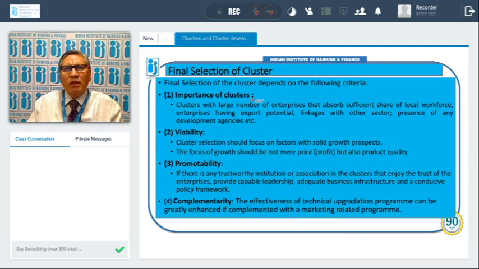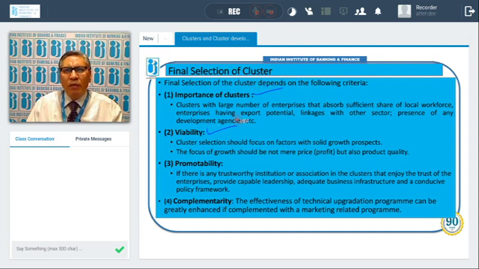Final selection of the cluster. The importance of the cluster is an important thing. Cluster with a large number of enterprises that absorb a sufficient share of the local workforce, enterprises having export potential, linkages with other sectors, presence of any development agency. This is the importance of the cluster. This is given the maximum importance.